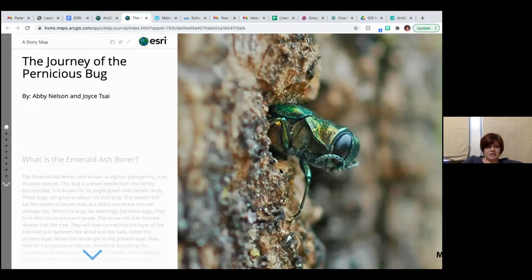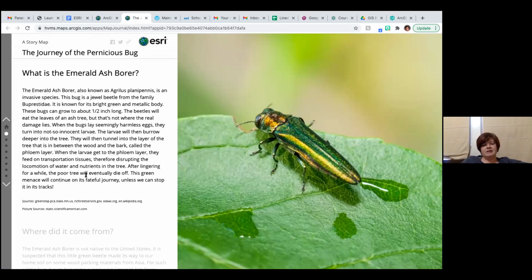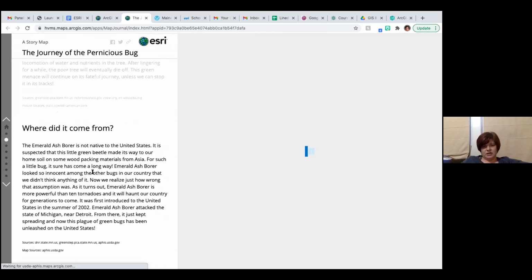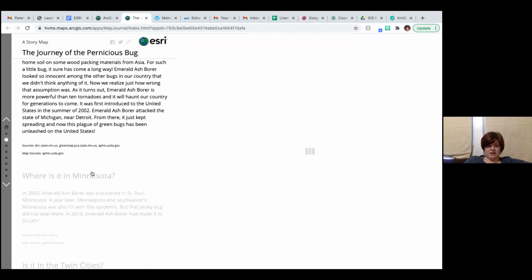So this person did the journey of the Parnicus bug and the emerald ash borer. So they did some research on it. So you can see it's very much like a research project.